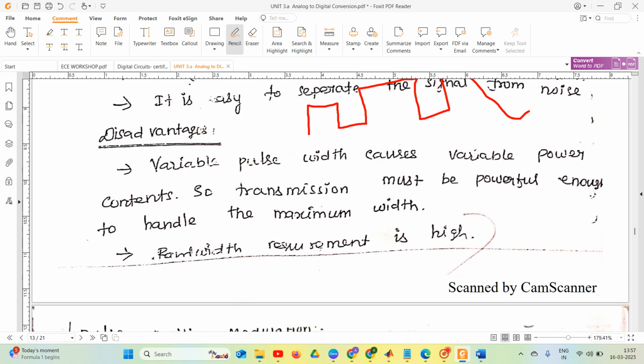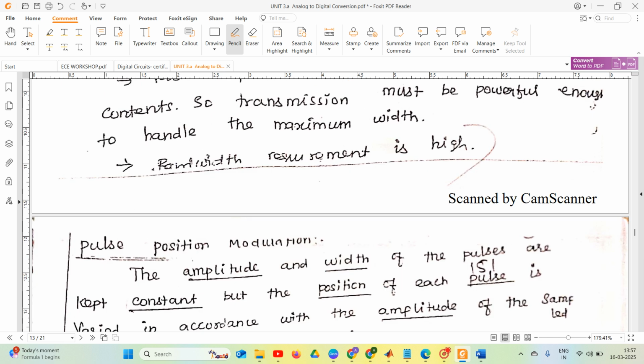Bandwidth is the same as for all the pulse code modulation techniques, the bandwidth is always high. These are the two main drawbacks in the PWM signal.